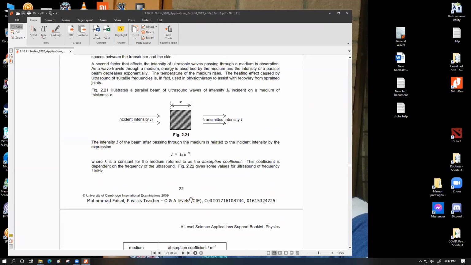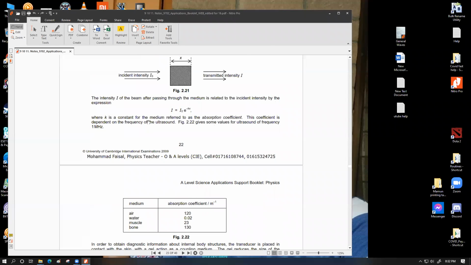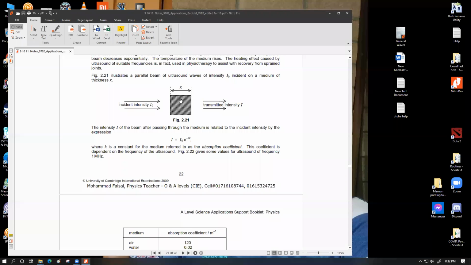Now, this is the equation that is given to us: if we send an incident intensity of I naught at the beginning of a medium, it means the intensity of the incident wave entering this block of material, which has a thickness of x, is I naught. As it travels through a thickness of x, finally at the end point of the medium, the intensity would be I equals I naught e to the power minus kx.